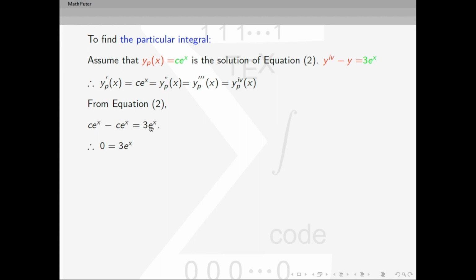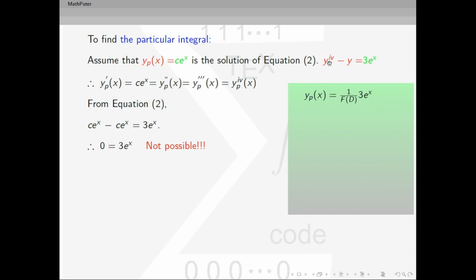Okay, what does it mean? That means 0 is equal to 3. Is it possible? This is not possible. That means our assumption c into e raised to x is not true. Something is missing here. Now let us see what is happening with the very easy method. This is also known as the shortcut method. We have 1 upon f of D, 3 e raised to x.